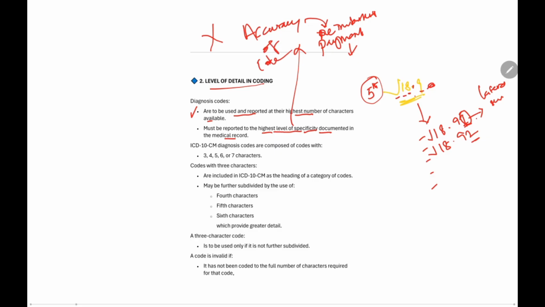They don't know what it is exactly, and if you are giving incorrect codes, they might think, okay, this is less complicated, we will pay them less. So this is how it is going to affect things in large scale scenarios. So always go to the index first, then subterms, then tabular, then the highest number of characters, whether it is fourth, fifth, sixth or seventh. Accordingly, you will give the correct code.